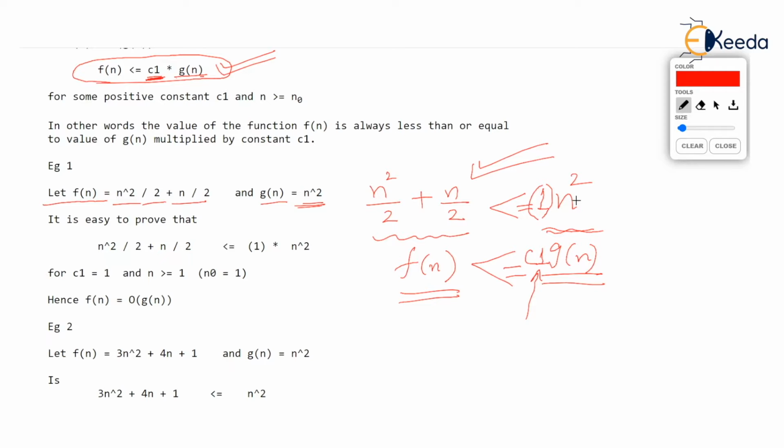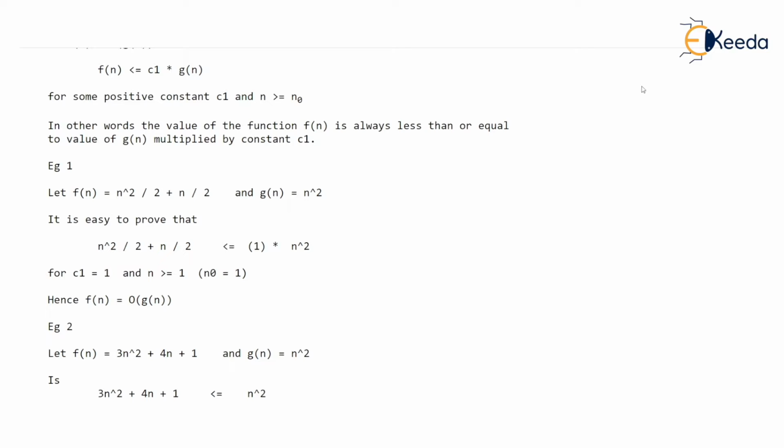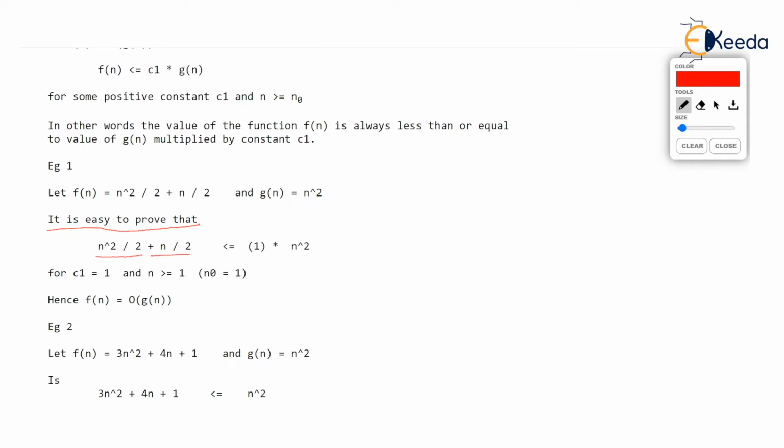What that means is, coming back to this, whatever I have written in English, in black, is basically it is easy to prove that n square by 2 plus n by 2, this is fn, is indeed less than or equal to 1 into n square, this is gn. Well, wait a minute. This is true for n equal to 1. Observe, n equal to 2 up to n equal to infinity. This is always true. In fact, this is true for n equal to 0 also.